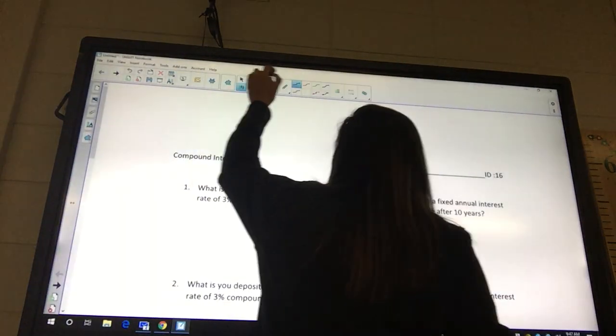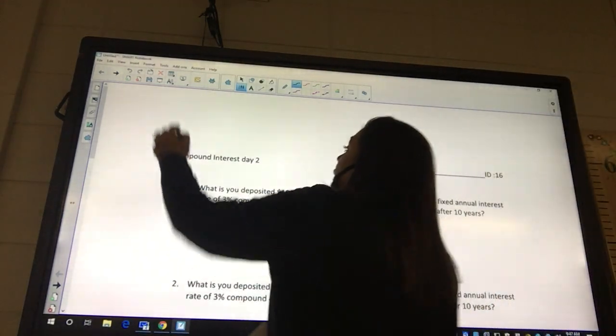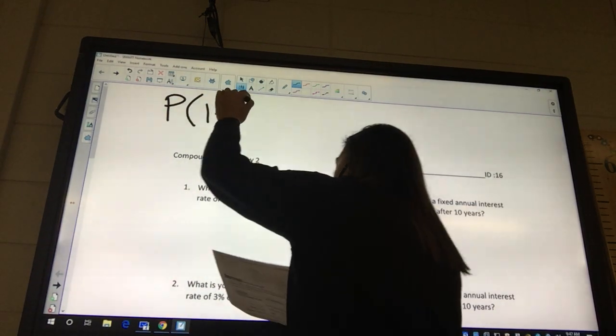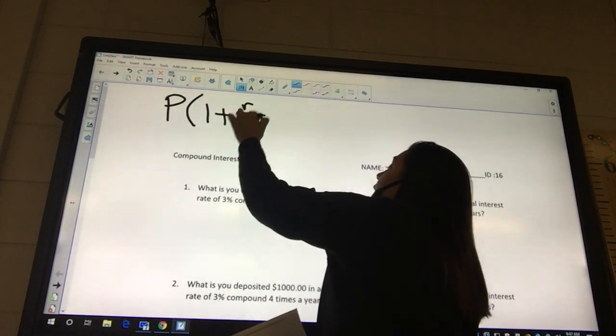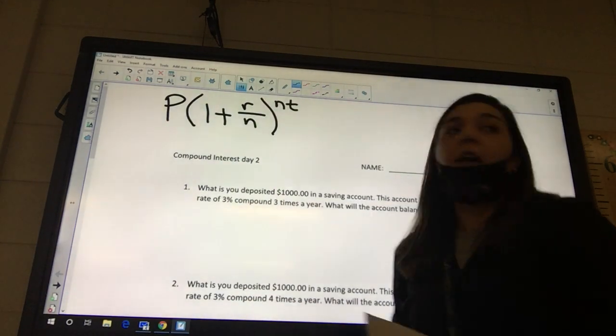Okay, so we did compound interest the other day. Most of it is just calculator stuff, okay? So, our formula is this. We got P(1 + r/n)^(nt). That's our formula that we use to find compound interest.